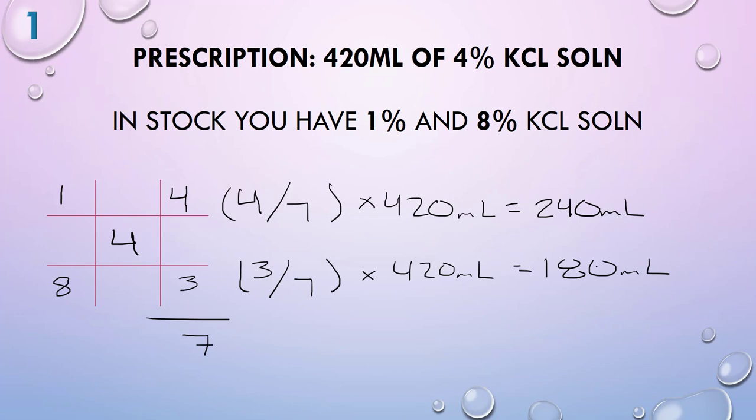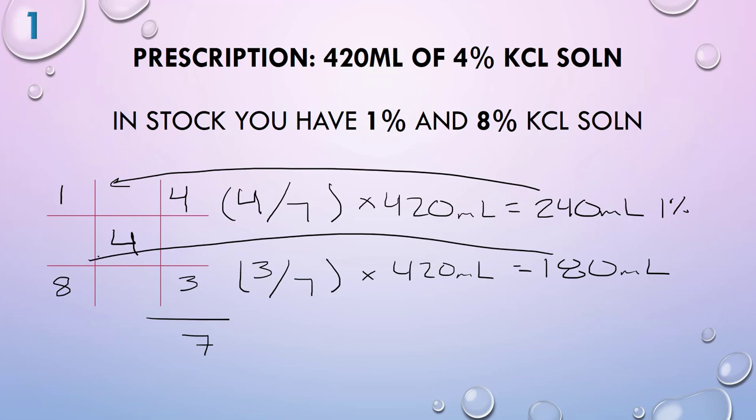So we have 240 milliliters and 180 milliliters, but 240 milliliters of what? Well, you take 240 milliliters of the 1% and 180 milliliters of the 8%. So we know that in order to make 420 milliliters of our 4%, we need to use 240 milliliters of the 1% and 180 milliliters of the 8%.